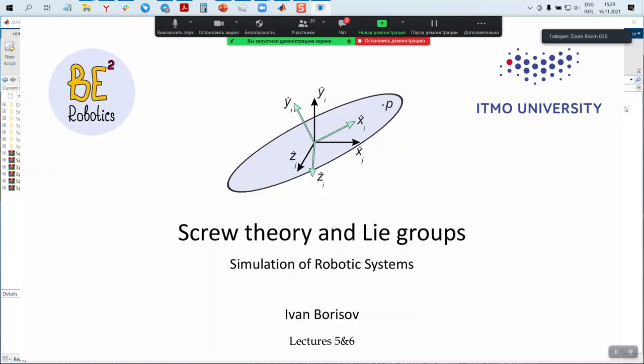So, as I already told you, the lecture that we are about to have, the 5th and the 6th, is all about modeling of rigid body motions. It's a very general approach. How can you model the motion of rigid bodies that may be connected in series or in parallel between each other? And how can we model the motion?